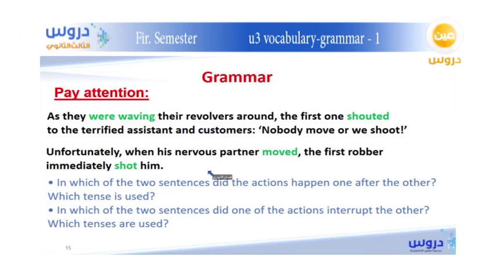Can we say the actions interrupted one another? As they were waving their revolvers around, the first one shouted to the terrified assistant. Well, the point behind this, just to make sure you know, is that in the past sometimes one sentence interrupts the other, and sometimes one action happens after the other. Alright? This is the point behind it.